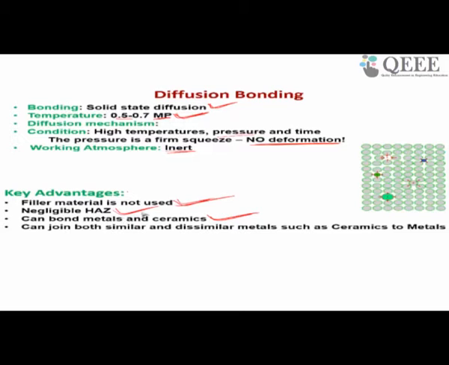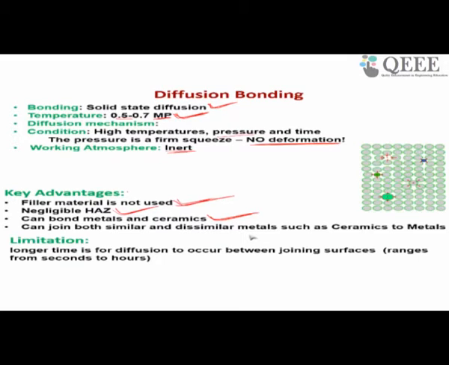You can also easily join similar and dissimilar materials, like aluminum with copper, copper with steel, steel with aluminum, steel with titanium. Anything is possible for joining.